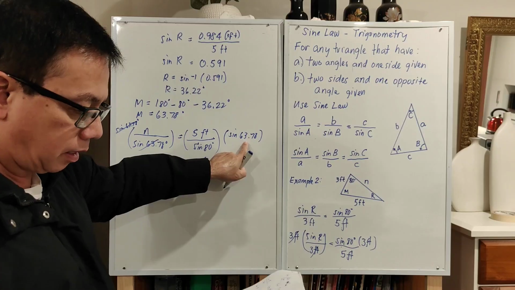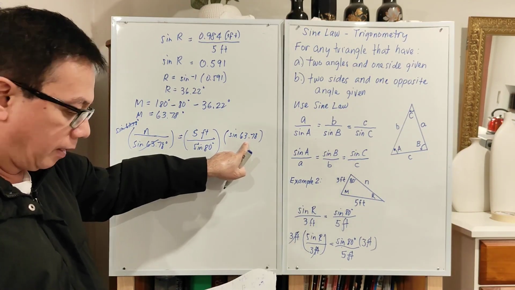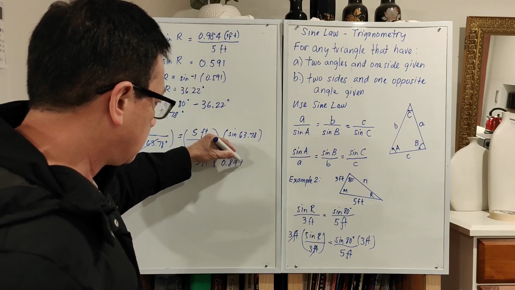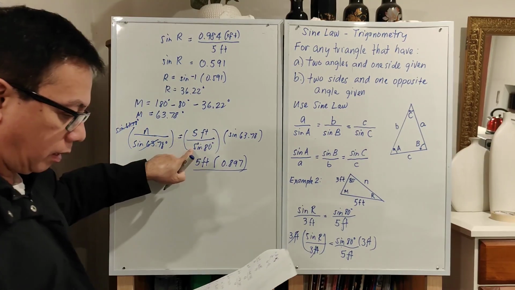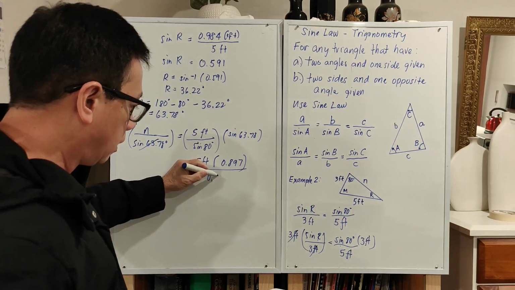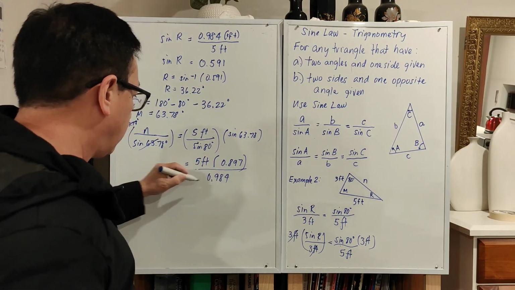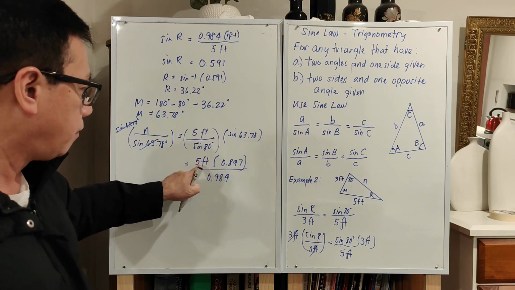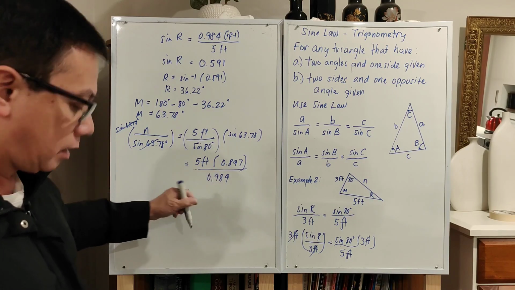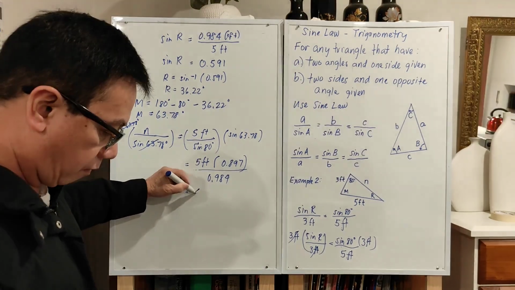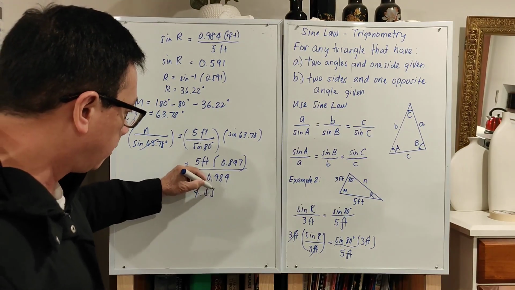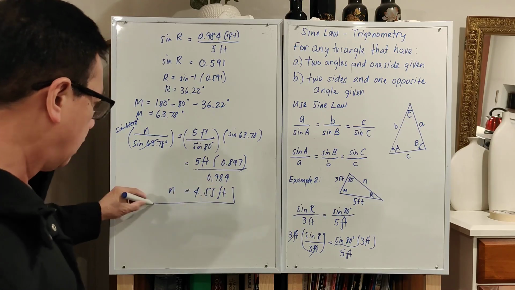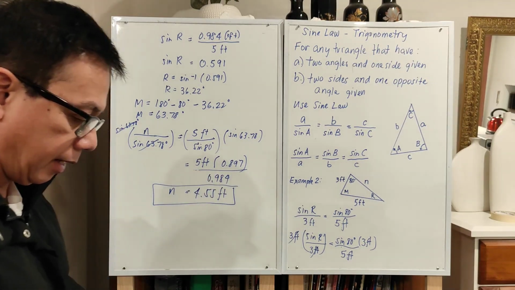Now sine of 63.78 is equal to 0.897. Sine of 80 degrees is 0.984. Now if you multiply 5 feet with this one divided by this one, we have 4.55 feet. This is your side n. That's it.